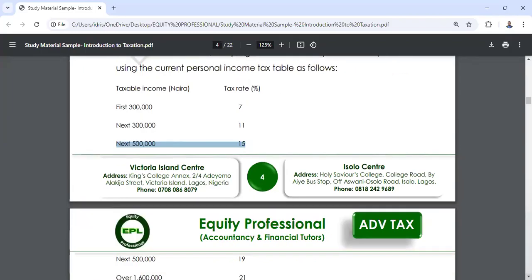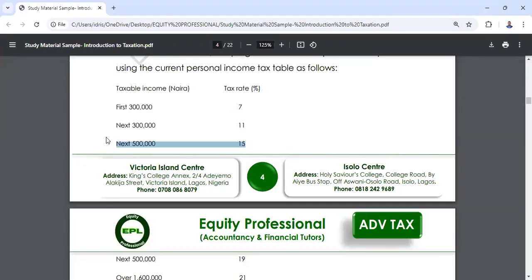Let me give another scenario. Assuming your chargeable income in a year is 2.6 million, how do you compute your personal income tax? First, you will remove 300,000. I say your chargeable income is how much? 2.5 million.